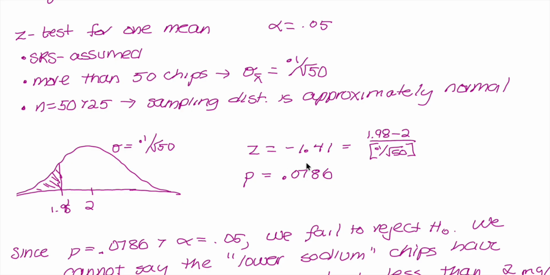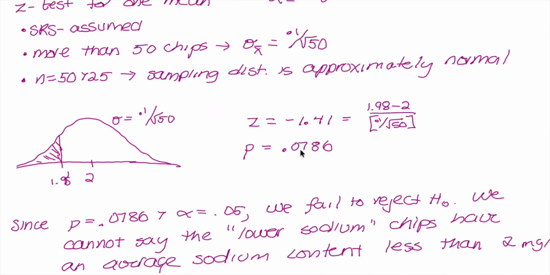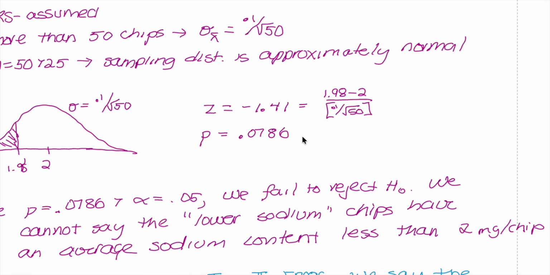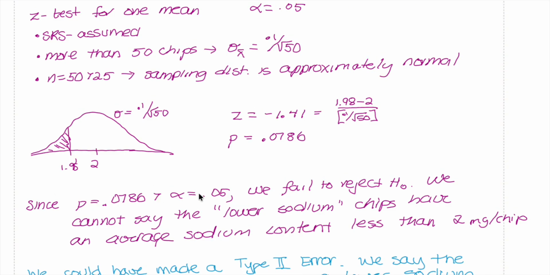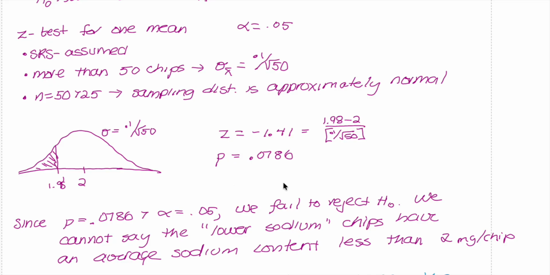How do I get this number? Well, you just enter this on your calculator, normal CDF, and enter the standard deviation and the mean and the sample mean, and just make sure that it is the left region, like less than 1.98, and you will get this value. So we finally can draw our conclusion right here. Since p is equal to 0.0786, which is greater than alpha equal to 0.05, we fail to reject the null hypothesis. We cannot say the lower sodium chips have an average sodium content less than 2 mg per chip.